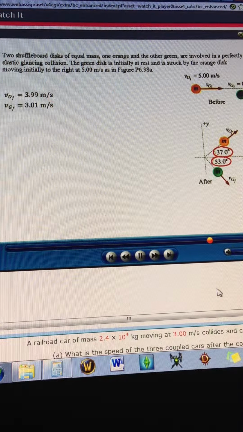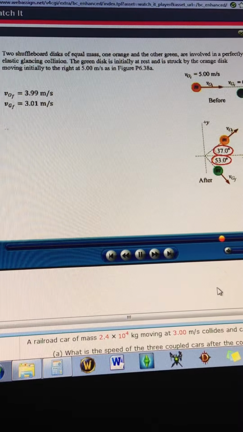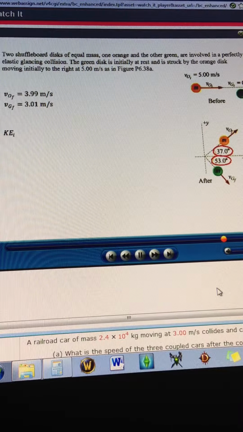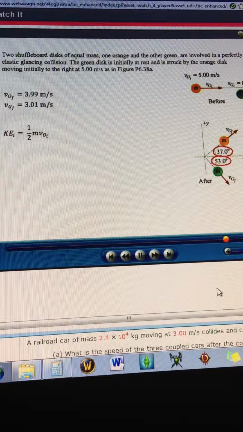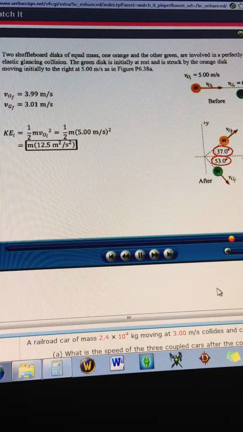We can now verify whether this was, in fact, a perfectly elastic collision by comparing the initial and final kinetic energies of the system. Recall that the kinetic energy of the system is conserved in an elastic collision. Before the collision, the kinetic energy is just carried by the orange disk and is 1/2 m times v orange initial squared. Plugging in, we obtain m times 12.5 meters squared per second squared.